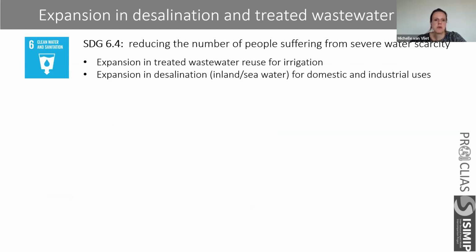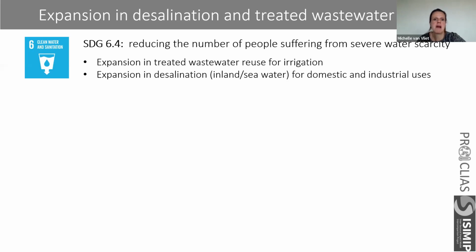And in the next step, we made quantifications of the required expansions in treated wastewater reuse to alleviate water scarcity, in particular for irrigation purposes. As in particular, irrigation is the main sector that uses treated wastewater. In terms of desalination, we also calculated the required expansion of desalination capacity, both inland but also seawater, in order to alleviate water scarcity for domestic and industrial uses.